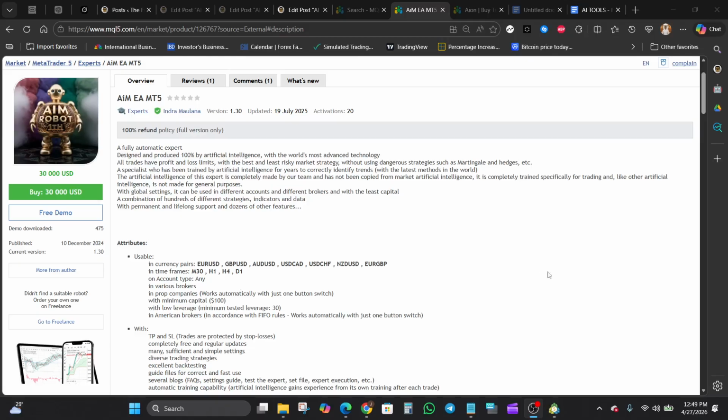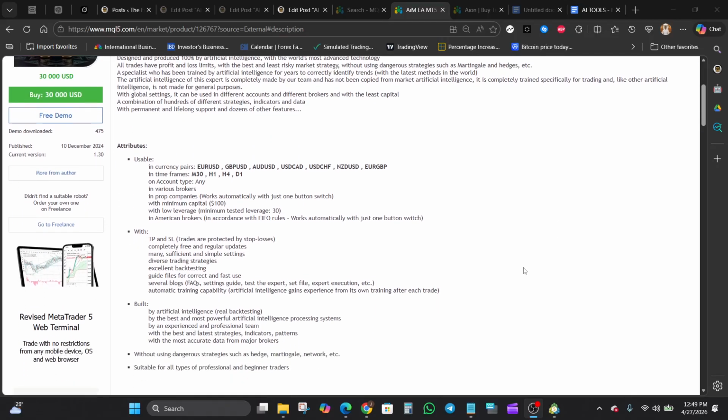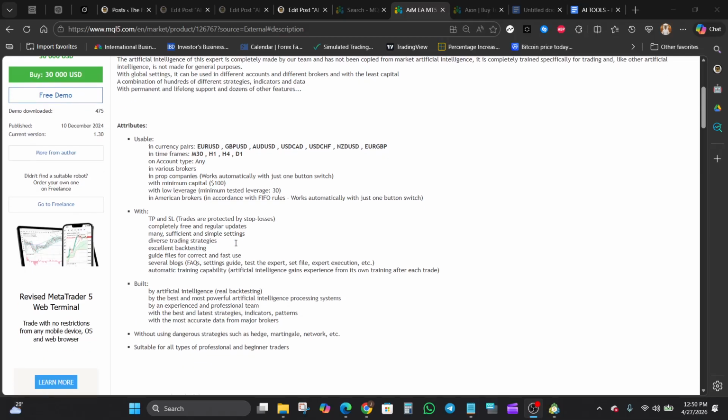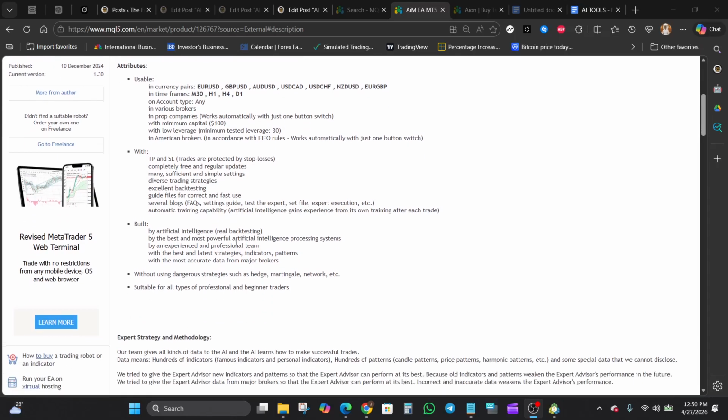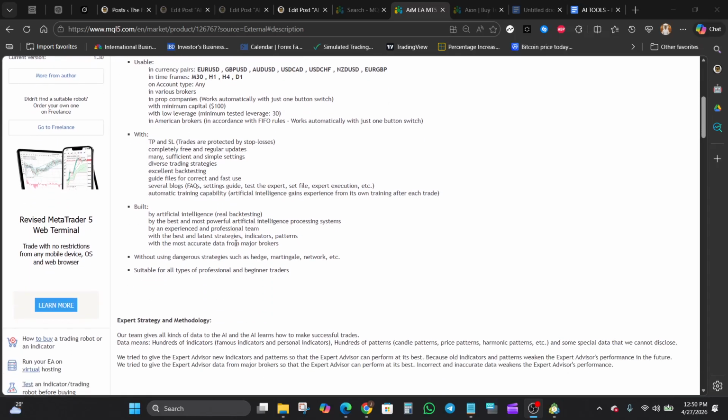Now, let me break down the actual features in a more practical way. The first thing is that this is a fully automated EA. Once it is attached to the chart, it handles everything: the entries, exits, and trade management. What's interesting is the AI based structure behind it. So instead of relying on a single strategy, it combines multiple strategies and data sets. That includes indicators, candlestick patterns, and historical broker data.